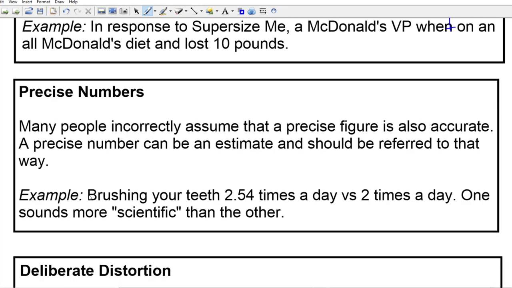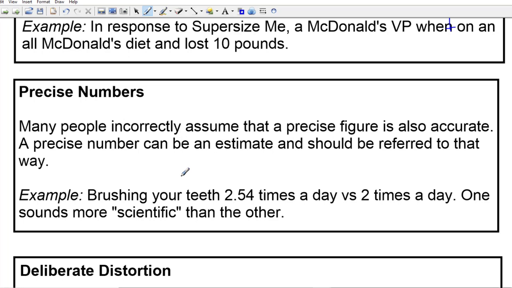Precise numbers. Many people incorrectly assume that a precise figure is also accurate. A precise number can be an estimate and should be referred to that way. Brushing your teeth 2.54 times a day versus 2 times a day. One sounds more scientific than the other. Our current U.S. population is 305,587,865, or the current population is over 300 million.